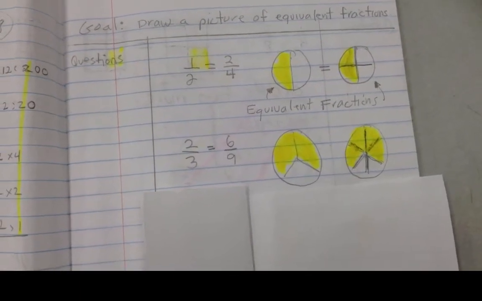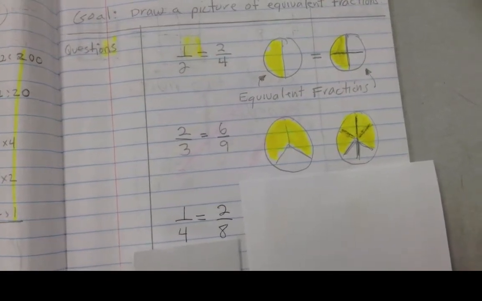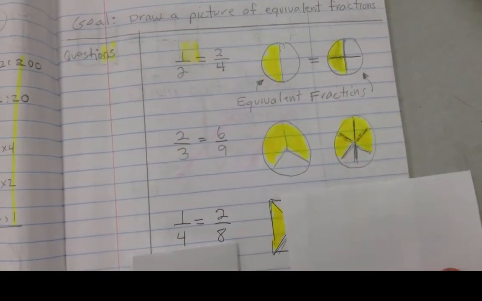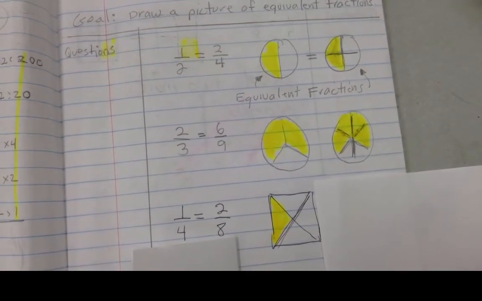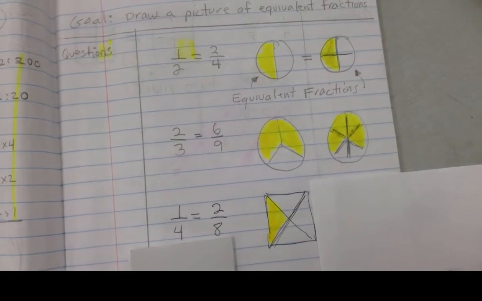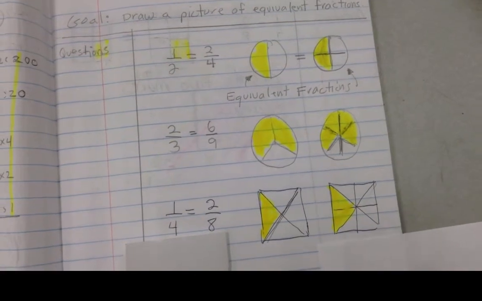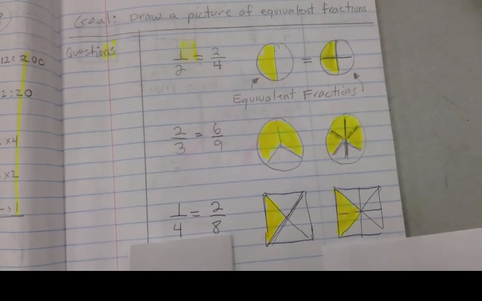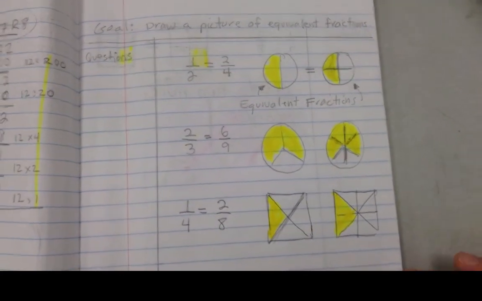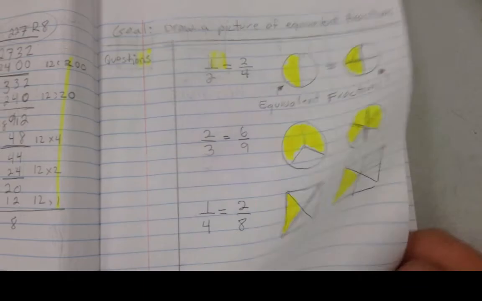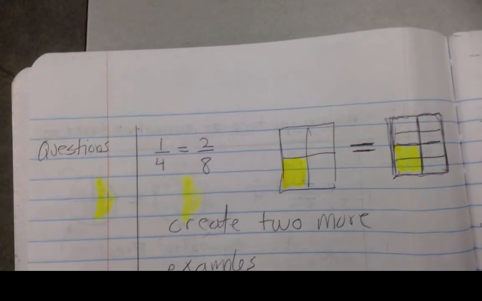And our third example is 1/4 equals 2/8. If you need to stop the video at any time, you can stop to catch up. So draw a picture of one box split into 4 parts with one of them shaded, and then that same box split into 8 parts with 2 of them shaded. Notice how the same amount is shaded on each picture. The yellow is the same size in each of the examples.